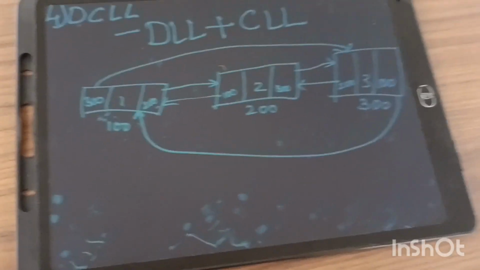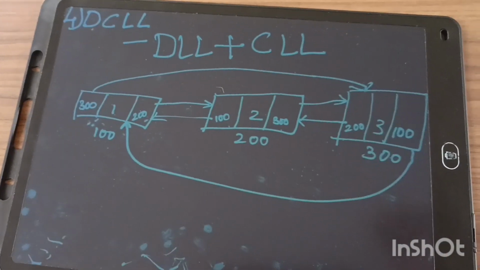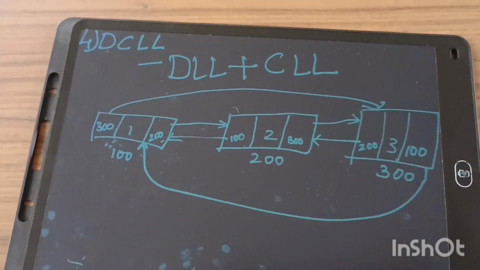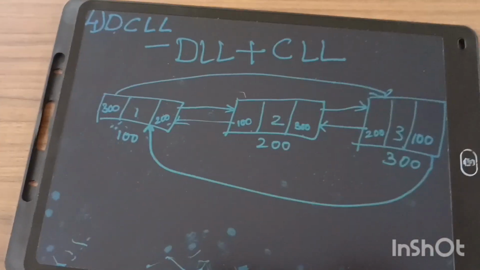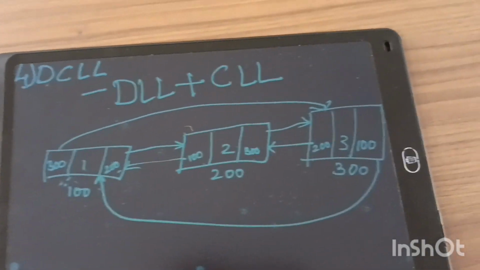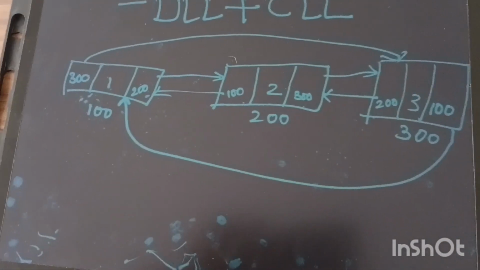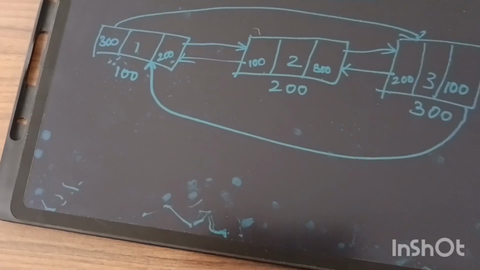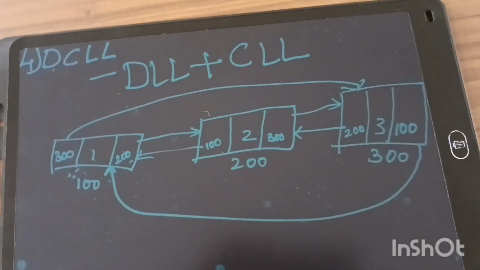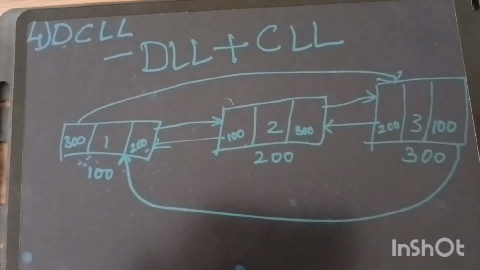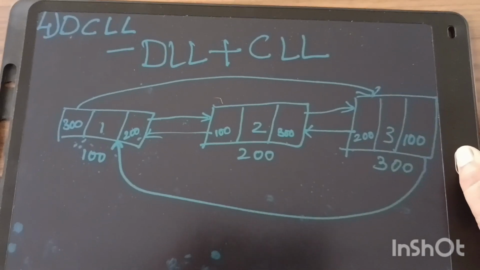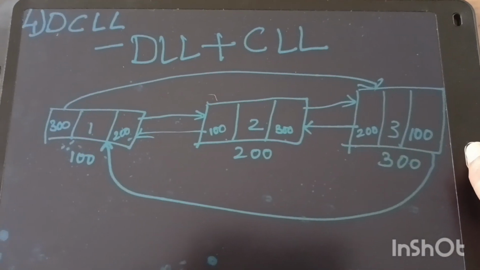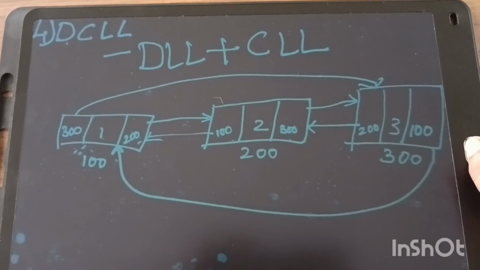So this is how a doubly circular linked list can be implemented, where we use a doubly linked list and a circular linked list to implement this particular feature. These are the 4 different types of linked list, and how we can implement them and solve our problem depending upon the given situation. Next we will be studying singly linked list and the different operations we perform on it.